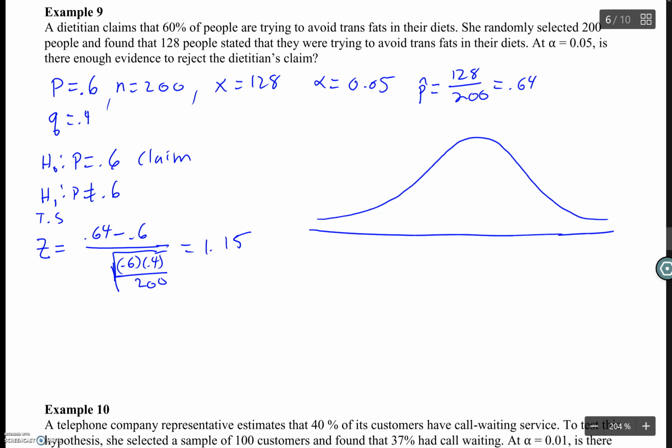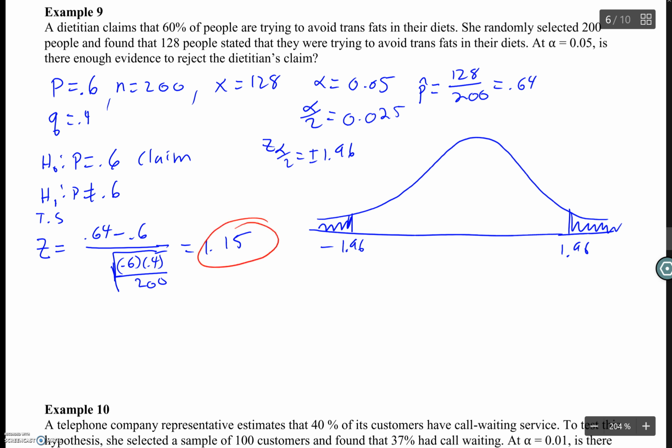We said alpha is 0.05. This is a two-tailed test, so I need alpha divided by 2, 0.025, in order to get the z alphas, those critical values. What are the critical values that go along with 0.025? 1.96. And since it's two tails, we're going to use both. We'll use the negative version and the positive 1.96. If you fall in the tail with your value, you reject. If you don't, you fail to reject. Well, 1.15 falls in between.